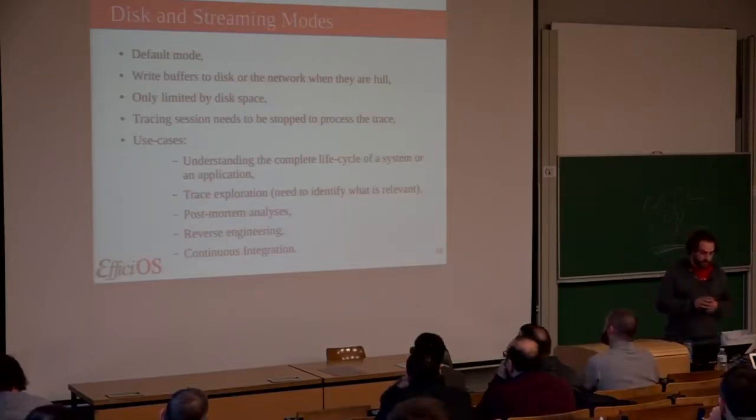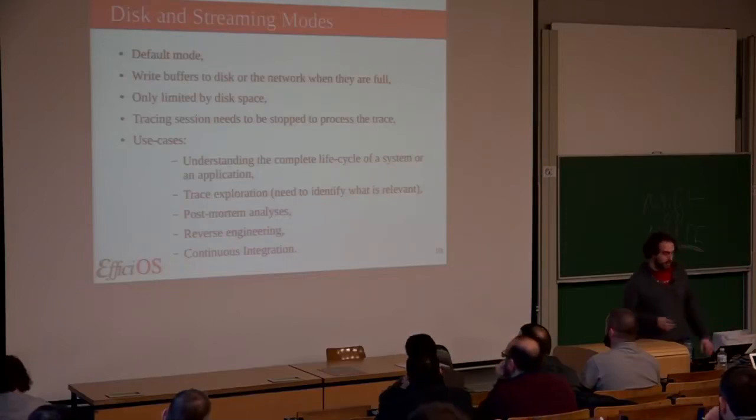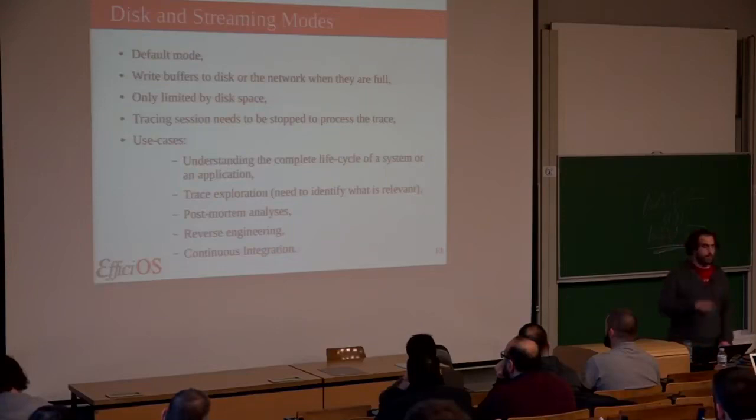But the main use case is that you want as much information as possible. You don't know what you are looking for. You want to get a big picture of what the system is doing, and maybe sometimes you just don't know when the problem happens, so you want to record everything and then do the post-processing. It's also used in continuous integration systems, like Jenkins, where you can record the trace while the tests are running, and then post-process if something weird happens.